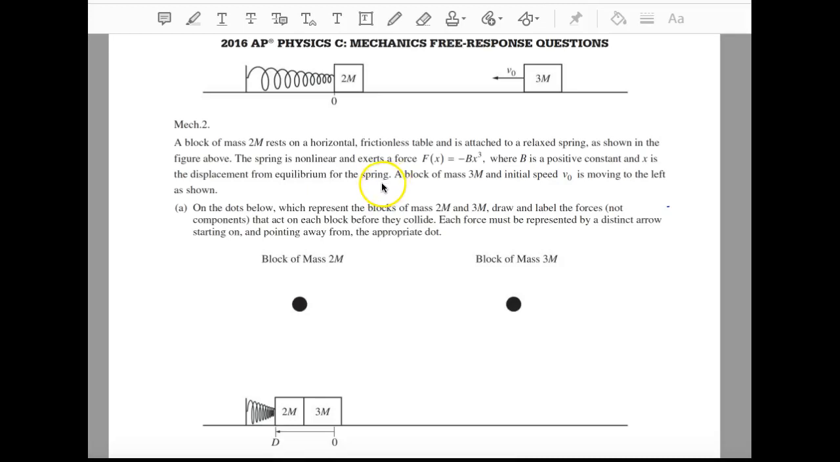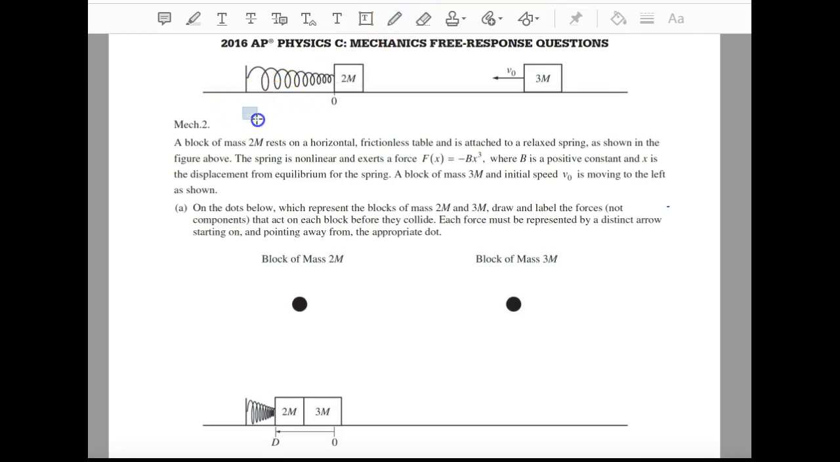Hey, this is Horner, and this is the 2016 AP Physics C Mechanics free response question. It is number 2, and we have a block of mass 2m, so there it is. It is on a horizontal, frictionless table, and it is attached to a relaxed spring.